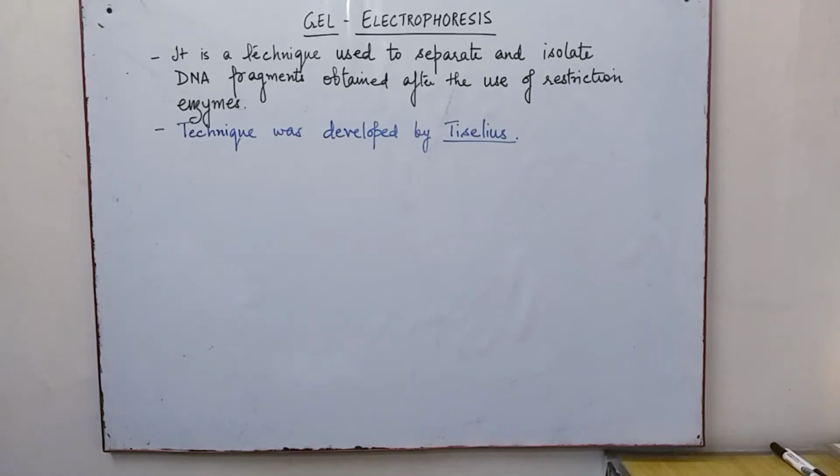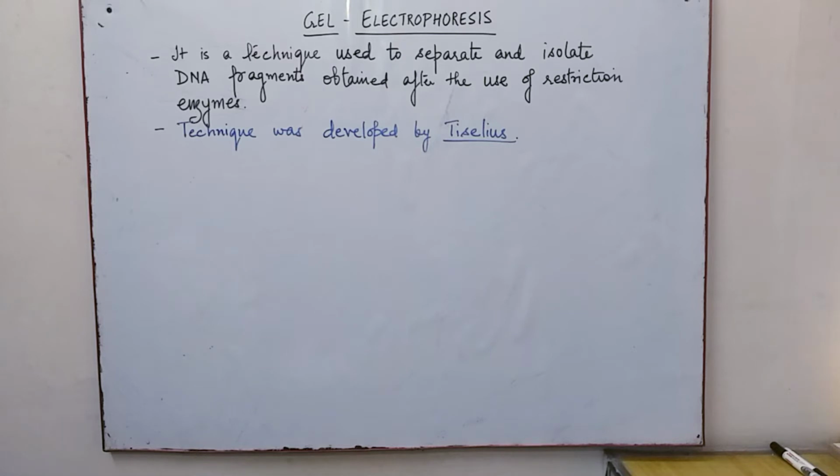Gel electrophoresis. This is a very important technique which is used in the process of recombinant DNA technology. It is actually the separation and isolation of DNA fragments after they have been acted upon by the restriction enzymes. Now, when a restriction site is being acted upon by the restriction enzyme, the desired pieces of the fragments of DNA are obtained. Now, out of all the DNA fragments which are obtained, not all are useful.